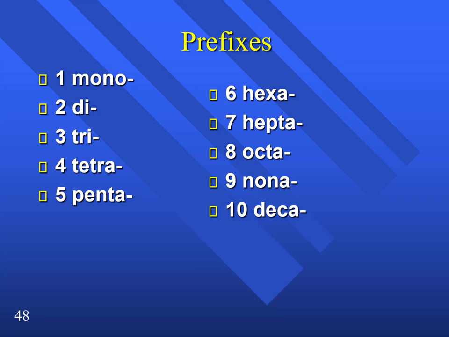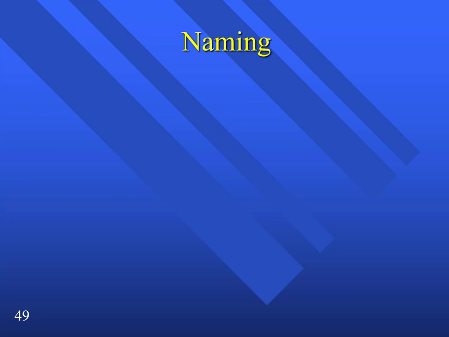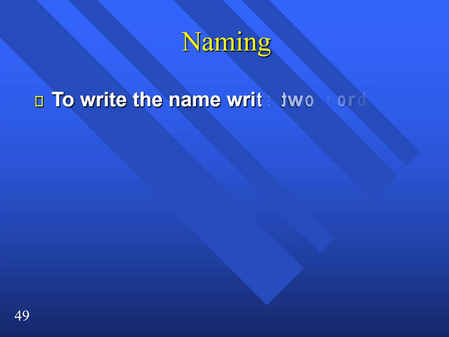All right. So those are prefixes. That's going to tell us how many. So how do we write them? Well, to write the name, you will write 2 words. Every name will be 2 words. The first word starts with a prefix, and then you write the name of that element.